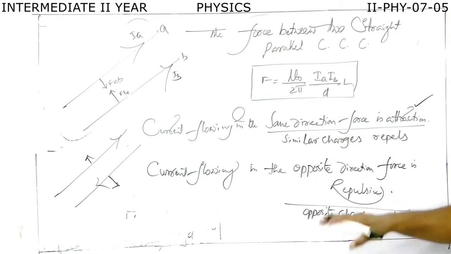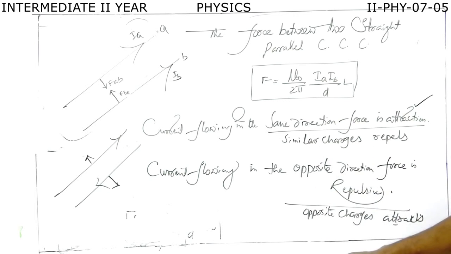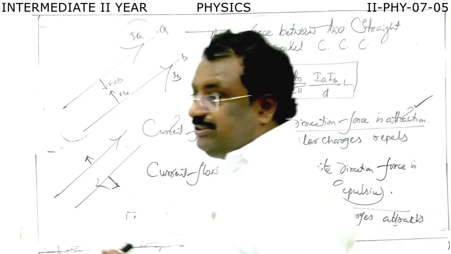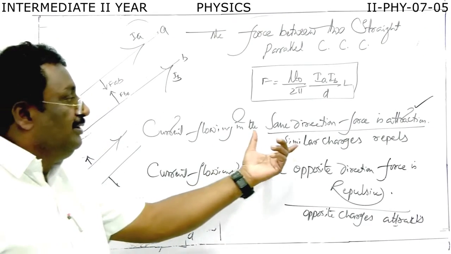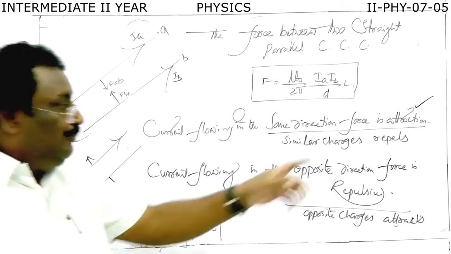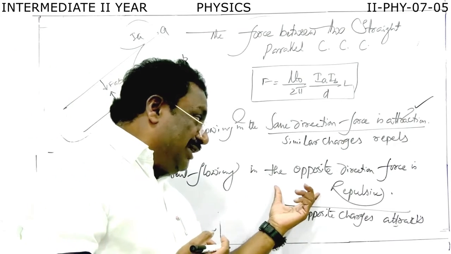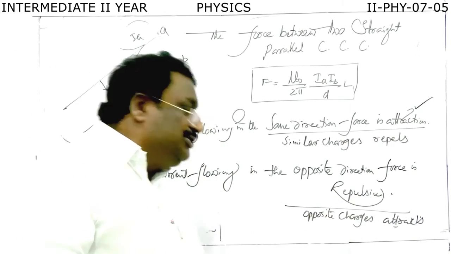This is just the complete opposite of Coulomb's inverse square law. If you take similar charges, they are repelled. But here, if the current is in the same direction in two conductors, the force becomes attraction. If the current in two conductors is in opposite directions, the force becomes repulsive.